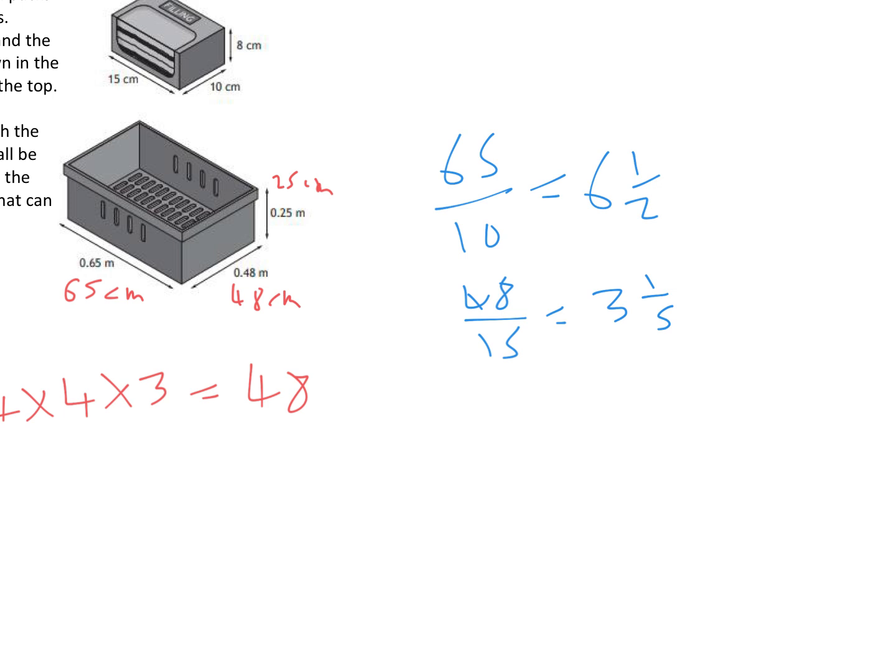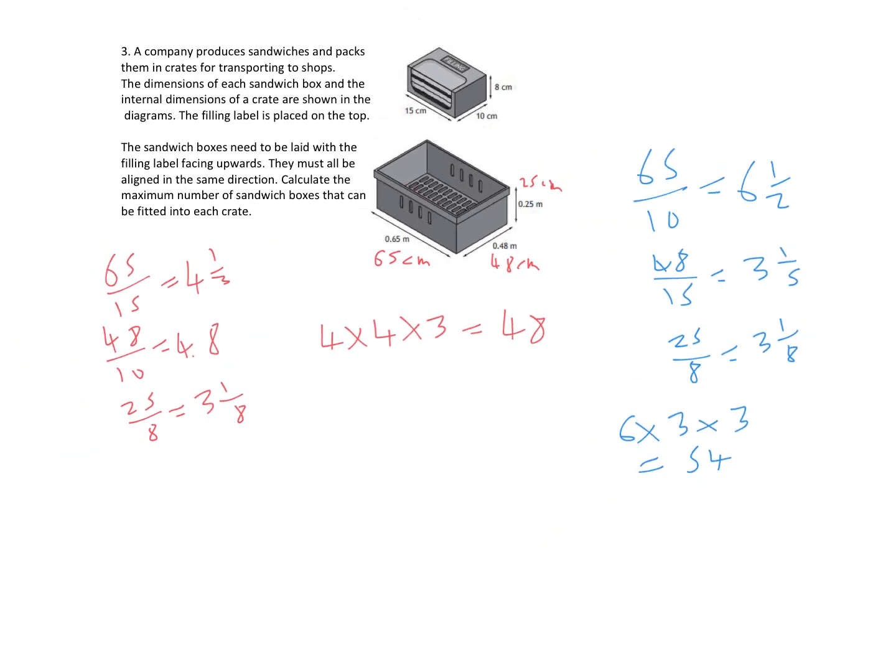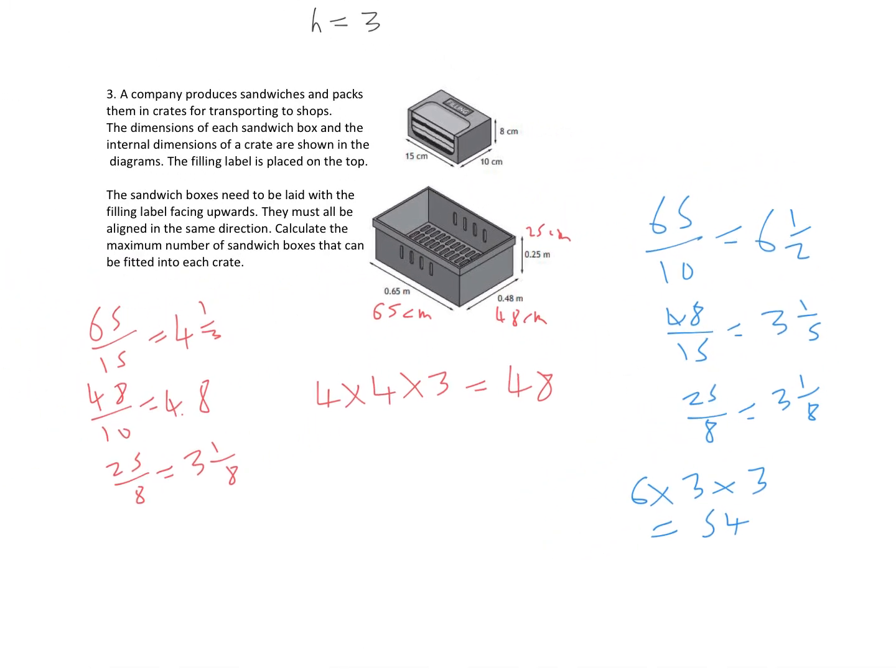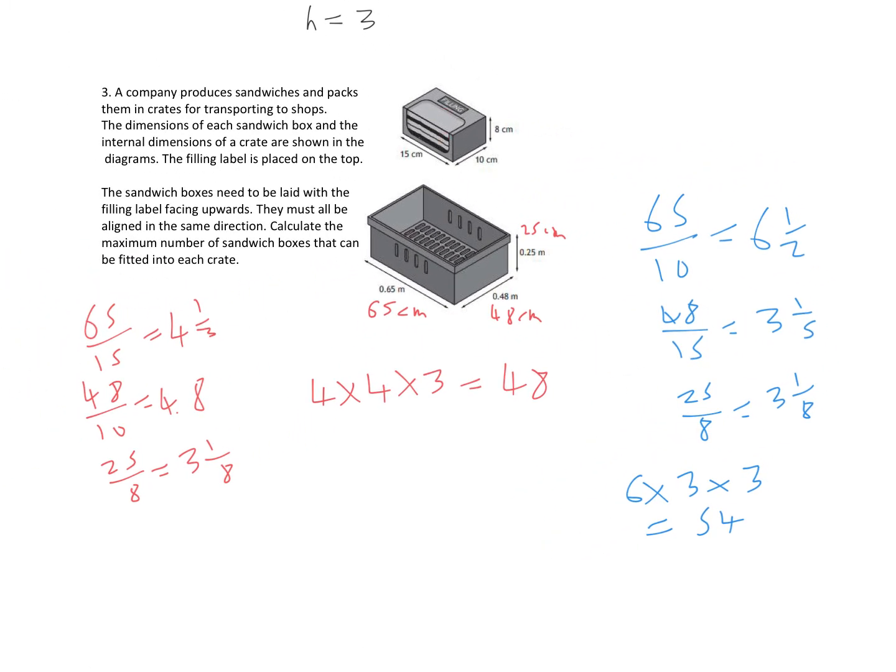And then finally, still 8 upwards. So how many times does 8 go into 25? The answer is 3 1/8. So if you stack them that way, you can get 6 long by 3 wide by 3 high. That's 9 6s, which are 54. So you can actually get more in if you turn this around so that the 10 by 8 is facing this surface. So your answer is 54.